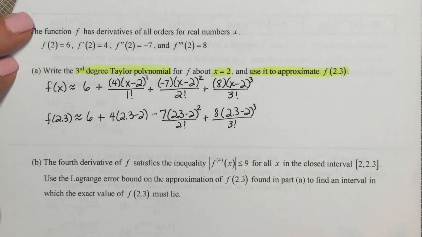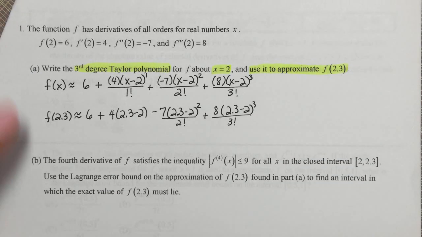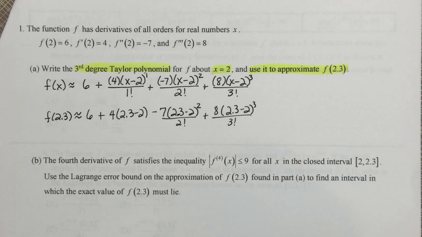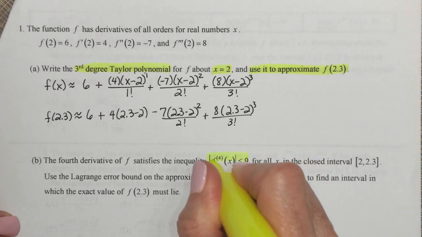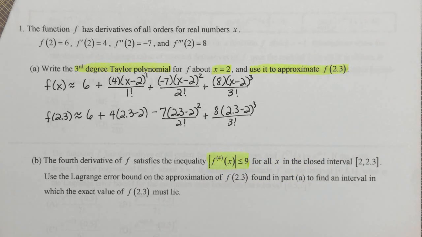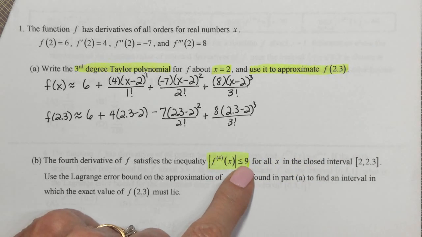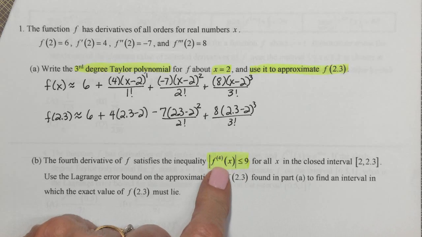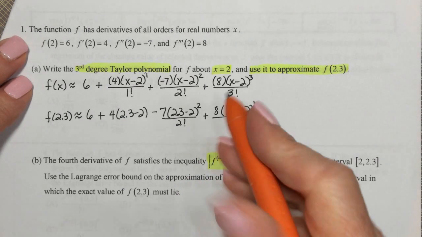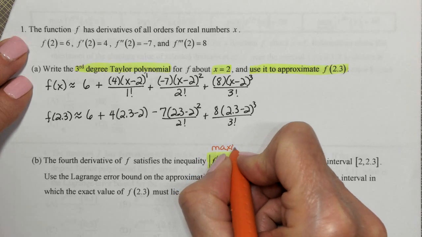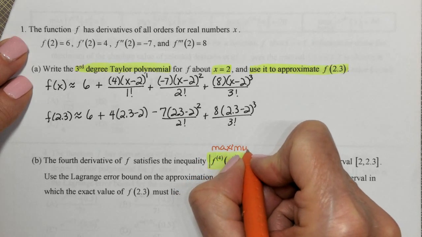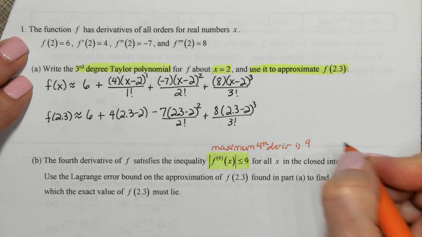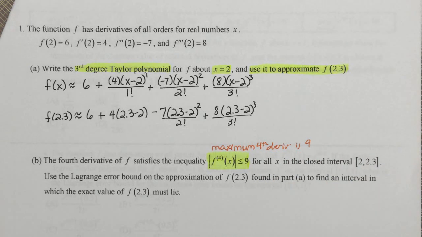Okay? Alrighty. Part B. The fourth derivative of f satisfies the inequality, and look at this mess. Satisfies this inequality. It says the absolute value of the fourth derivative is less than or equal to 9. Get used to seeing this format, because when they give you this, they are giving you the maximum fourth derivative is 9. They're telling you that the maximum fourth derivative is 9 right there.